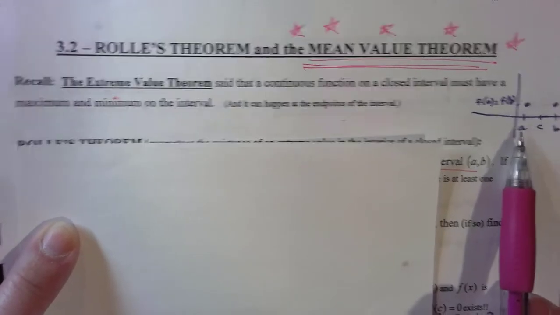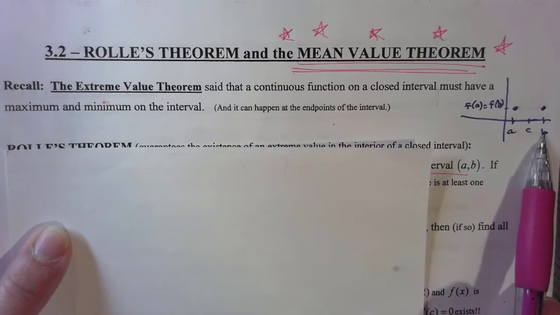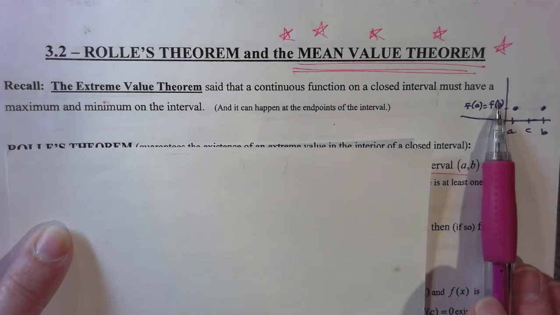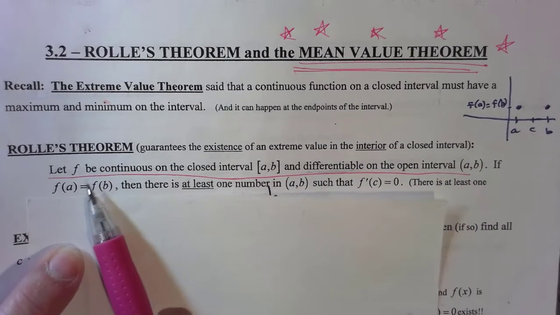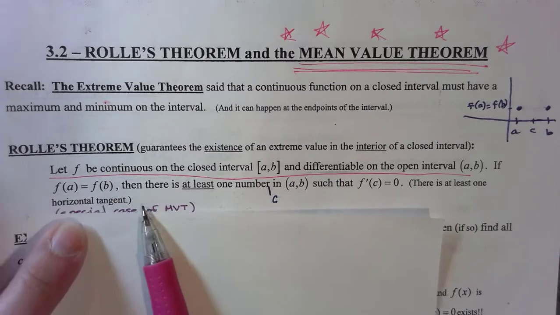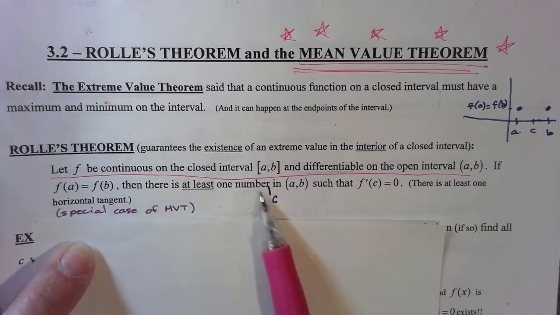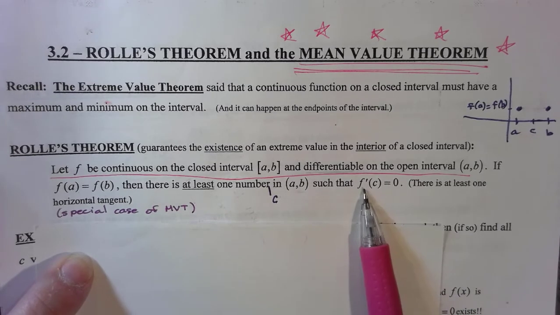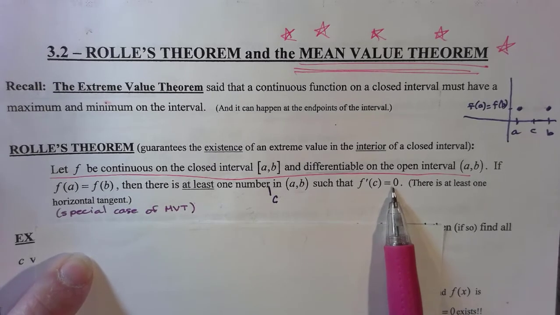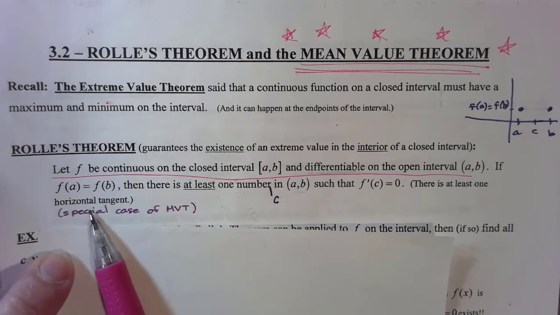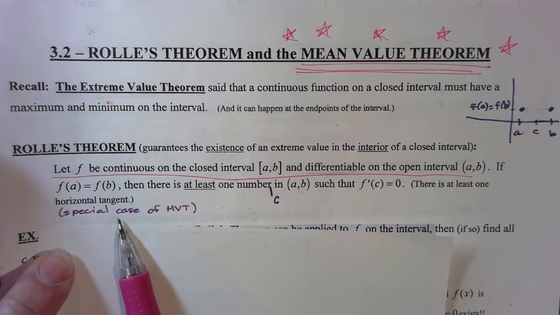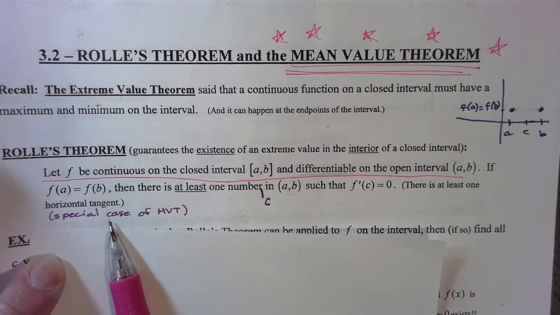So what happens if at the a and the b, the endpoints of an interval, my y values are equal? Well, if that's the case, then there is at least one number c in the open interval from a to b such that f prime of c is 0. So there's at least one horizontal tangent. Now this is actually a special case of the mean value theorem, which we're going to be learning about today.